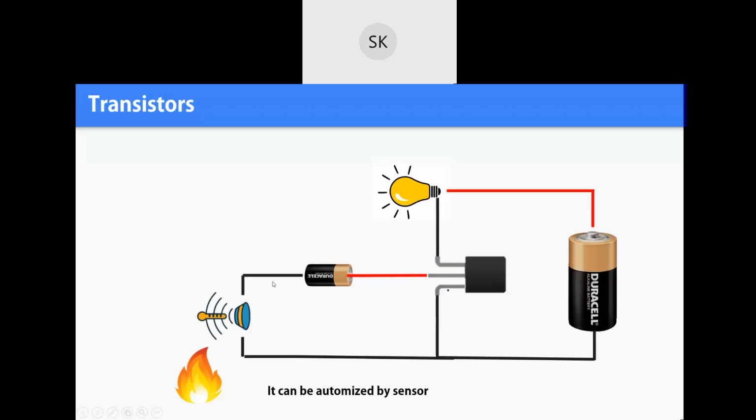These sensors can be simply connected to the base terminal, or sometimes we need to connect them in a voltage divider circuit. We saw the voltage divider circuit last time. We are also going to see what actual difference it makes, how it is different to use both the things. But this is how the sensor interacts with transistors.